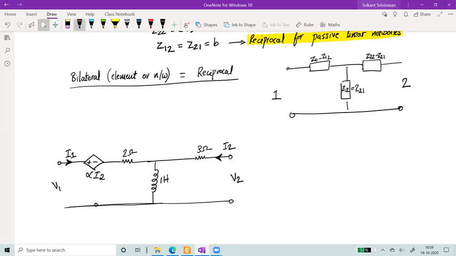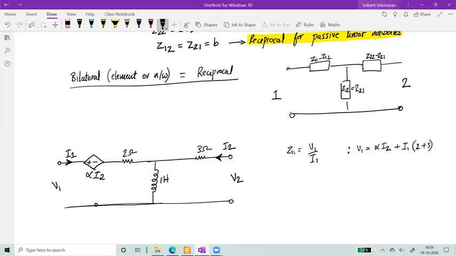If I want to find out what are the Z parameters of this network, then what I would have to do is I would write down that Z11 is V1 over I1 with the port 2 open circuited. So if the port 2 is open circuited, then the relationship is that you have V1 is equal to alpha I2 plus I1 into 2 plus S. Okay. And if the port 2 is open circuited, then I2 is 0.